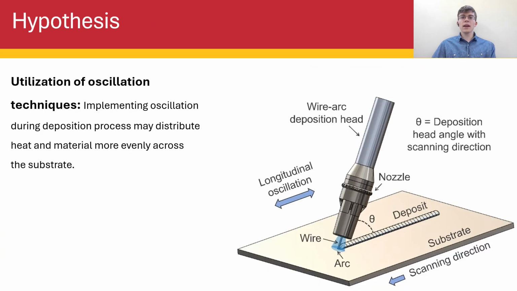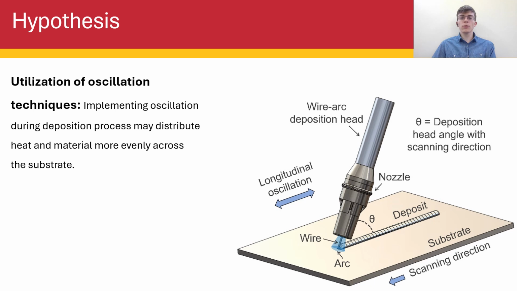It's hypothesized that the utilization of oscillation techniques during the deposition process has the potential to significantly enhance the quality of the final product. By introducing controlled oscillatory motion, the heat distribution becomes more uniform across the substrate, reducing thermal gradients and minimizing residual stresses.